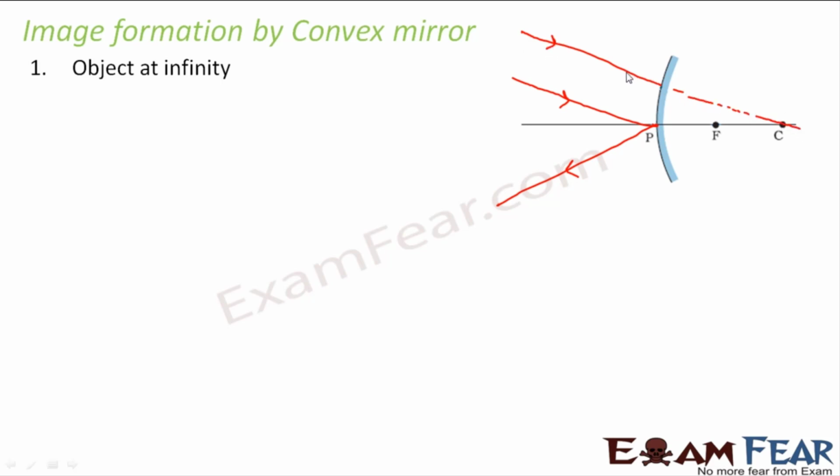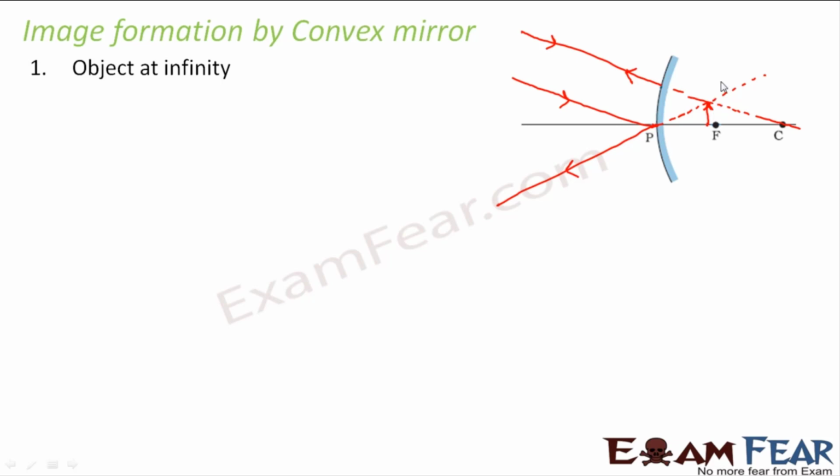So what will happen after reflection? It will retrace the same path. It will go back along the same path. So what do you see? This is my reflected ray and this is my reflected ray. Do you think there is any possibility that these rays will meet anywhere? No. But if we extrapolate them in the backward direction, they appear to meet at some point.